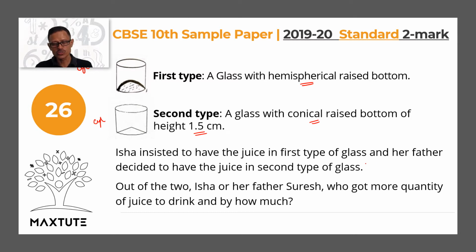Isha insisted to have juice in the first type of glass and her father decided to have it in the second type. So type 1, type 2. Who got more juice and by how much volume? How are we going to proceed? Let's compute the volume of the first type. We'll call it V1. Let's compute the volume of the second type. We'll call it V2. Whichever is greater, that person has got more juice. The difference between the two will give us by how much more that person got. What's the extra volume that the person who got more got to drink?